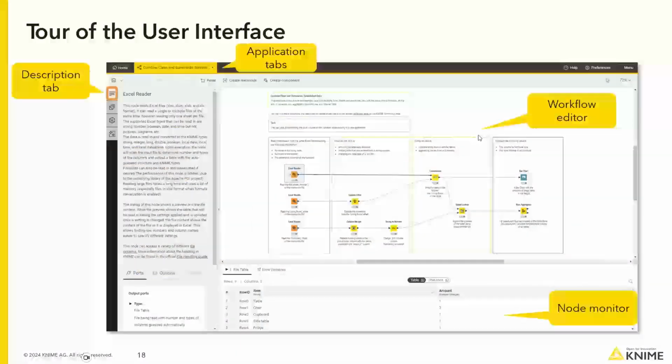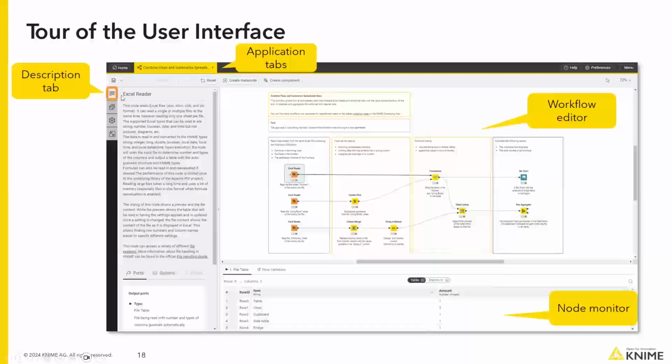Let's say once you have opened one workflow, you will have this new tab open here, and this tab basically indicates the workflow that you are currently working in. Here you have the workflow editor, and this is the place where you create and update your workflow. And we can talk about Node Monitor a bit later.